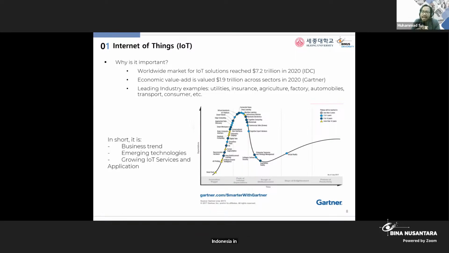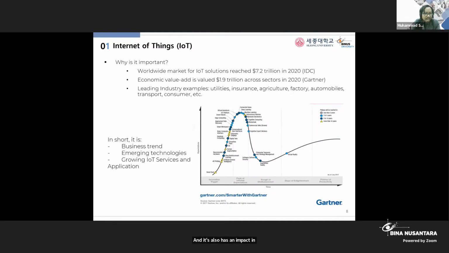And this IoT has had and will have an impact on many industries, such as the electricity industry, insurance, and agriculture, because most of Indonesia's land is very good for agriculture. If we can adopt this IoT, it will help the farmers to produce high quality agricultural products, as well as to tackle some of the obstacles that are currently going on in the agriculture industry. And it also has an impact in factories and automobiles.